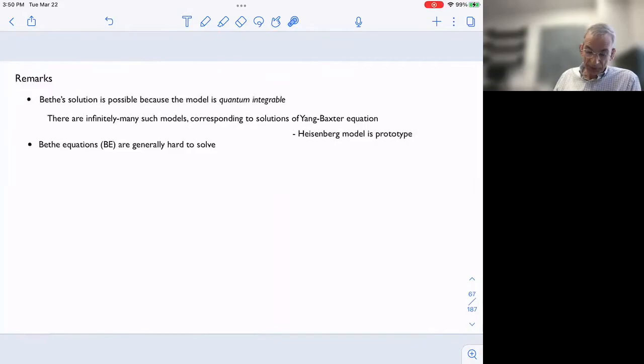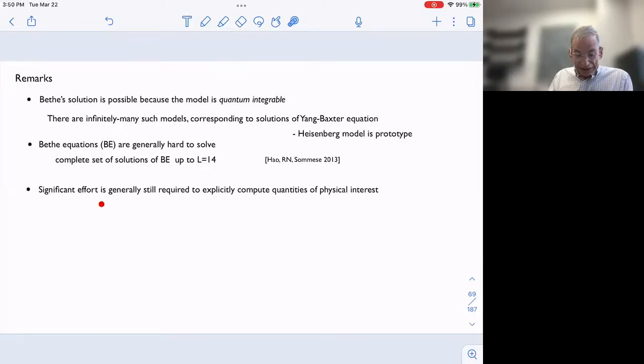Also, I want to emphasize that the Bethe equations are generally hard to solve. So as far as I know, the complete set of solutions of the Bethe equations for the Heisenberg model is known only up to 14 sites, so not so high. Moreover, significant effort is generally still required to explicitly compute quantities of physical interest.